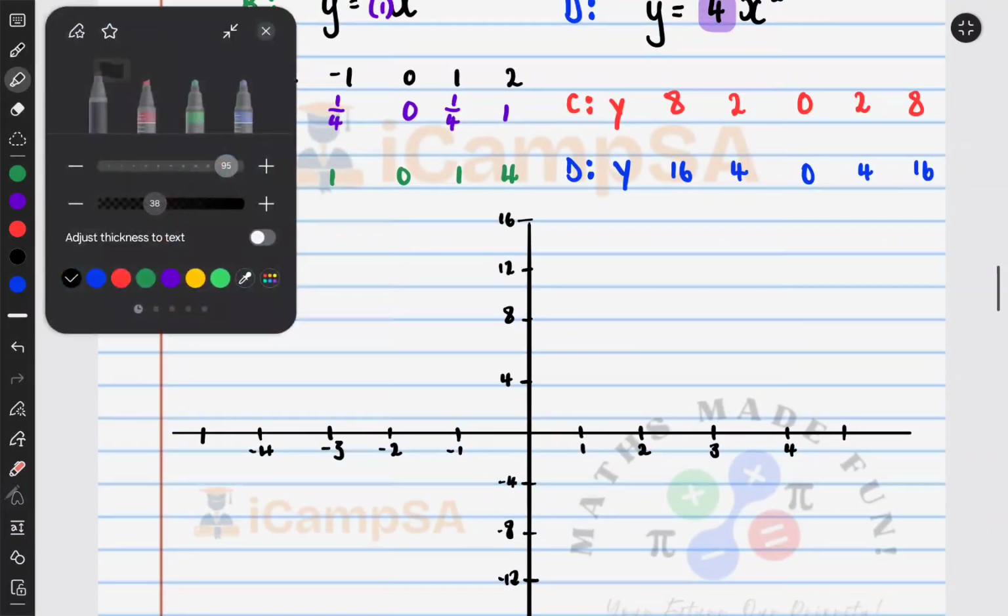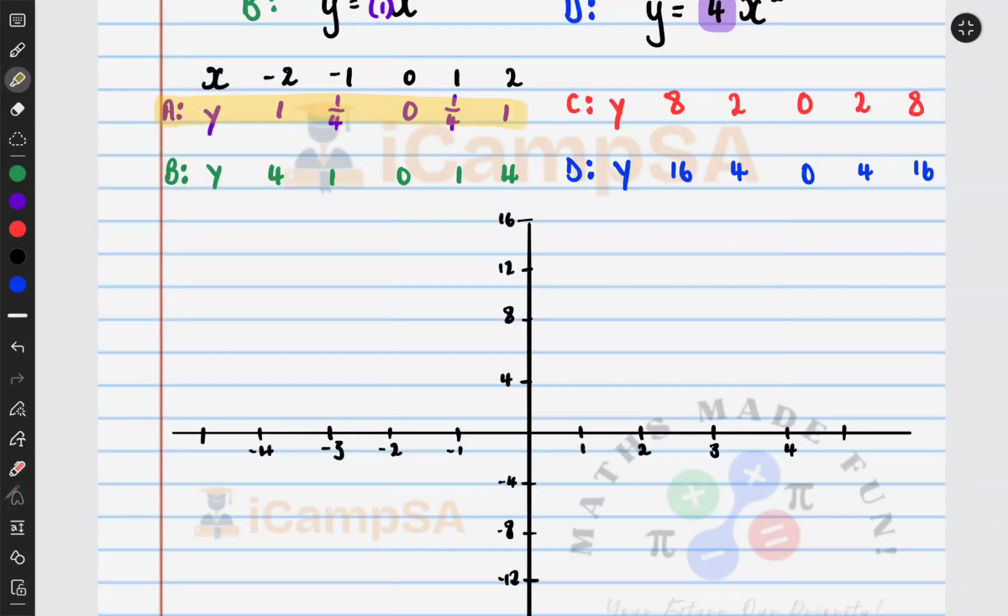We'll start with the first one, maybe just to show what goes together. This is the first function. So for -2, what do we have? -2 goes with 1, so 1 will be somewhere here. Oh, sorry, now I'm using a different thing. -2 and 1, and then we're gonna have -1 and a quarter. A quarter will be very close to the x-axis, and then we're gonna have 0 and 0. Next, 1 goes with 1/4. Okay, 1/4 would be somewhere here, and then we're gonna have 2 and 1 somewhere here.